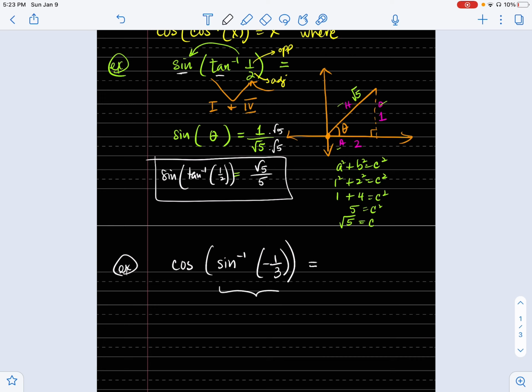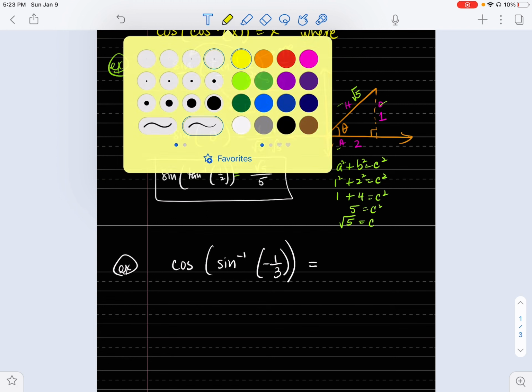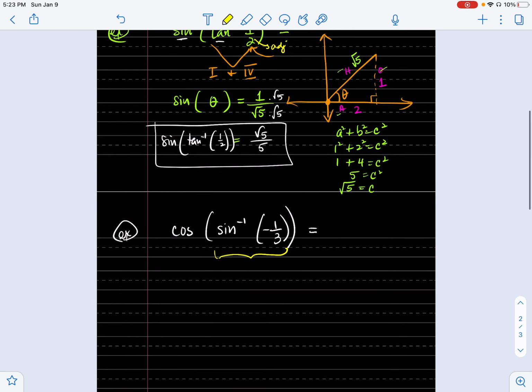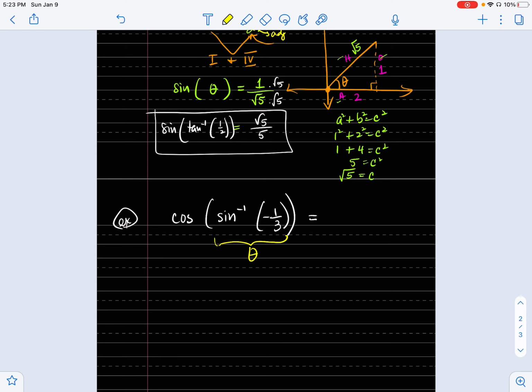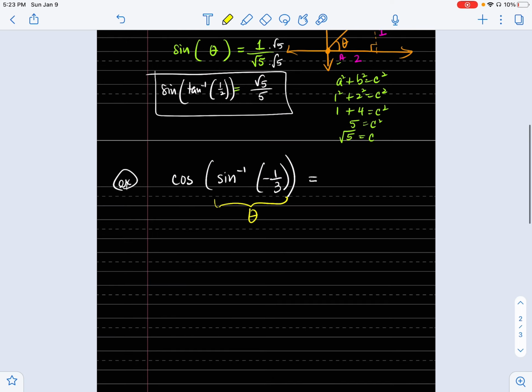I need to start from what's on the inside. Composition function rule, start from the inside. So this is an inverse question that's asking me for an angle where the sine value is negative 1/3. Sine is restricted to quadrants 1 and 4, right? But in quadrant 1, all values are positive, and I'm looking for negative 1/3. So this must be in quadrant 4. It must be in quadrant 4. No other choice. I shall only focus on quadrant 4, which is this big one.